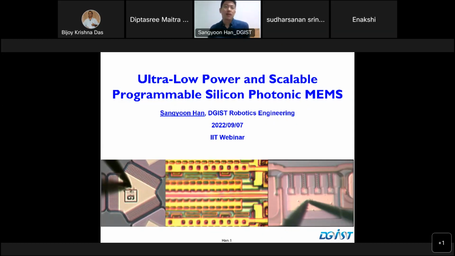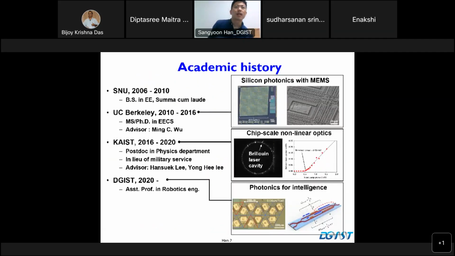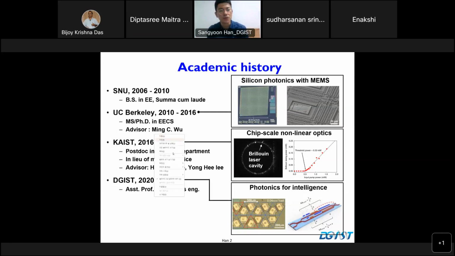Today, the topic I present is how to make programmable photonic circuits with ultra low power by using MEMS. My academic history, Professor Krishna has briefly mentioned, so I will just skip this. I just want to point out one thing: I had my PhD at UC Berkeley under the supervision of Professor Ming Wu.